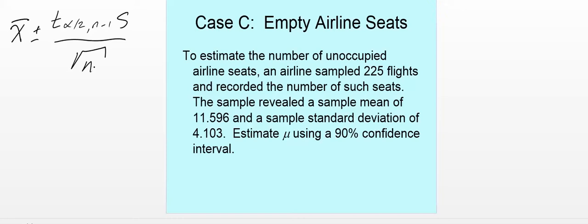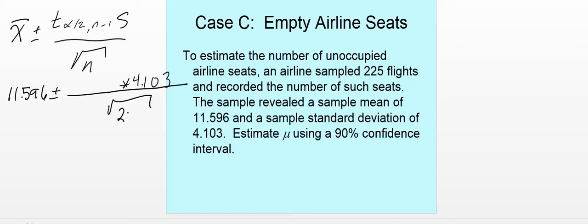So in our example, we start out with the mean of 596 plus or minus, we need our critical value, our t, and then we have our sample standard deviation, which is 4.103, and the square root of n, which is 225. So the only thing we need now is our t, and we need the parameters of alpha over 2 and n minus 1.